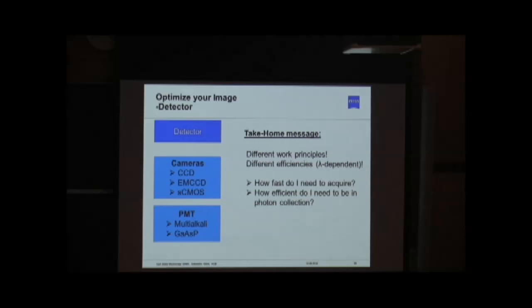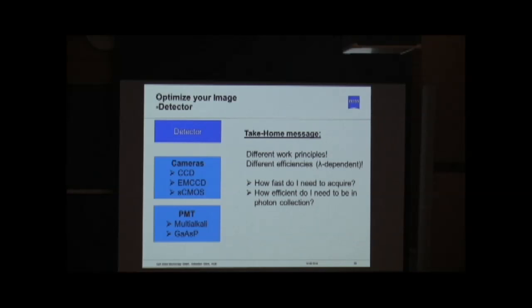First thing that you should know is that we have two different families of detectors in our imaging facilities: cameras and photomultiplier tubes, abbreviated PMTs. Cameras: CCD cameras, EM-CCD cameras, and CMOS cameras, so they are the ones that we have in our facility. When it comes to PMTs, we have photomultiplier tubes that are made of multi-alkali elements or gallium arsenide phosphide elements.